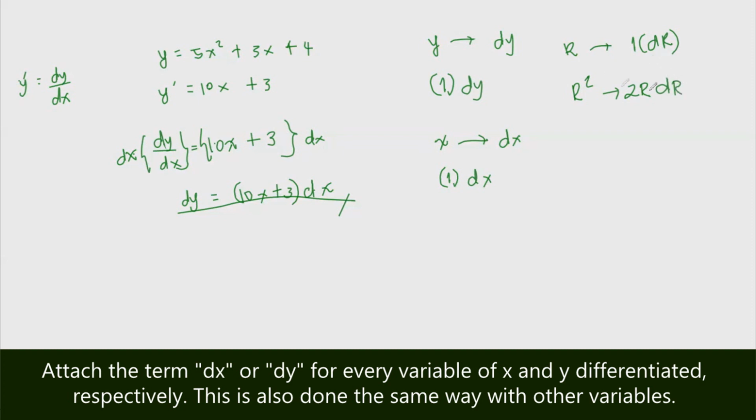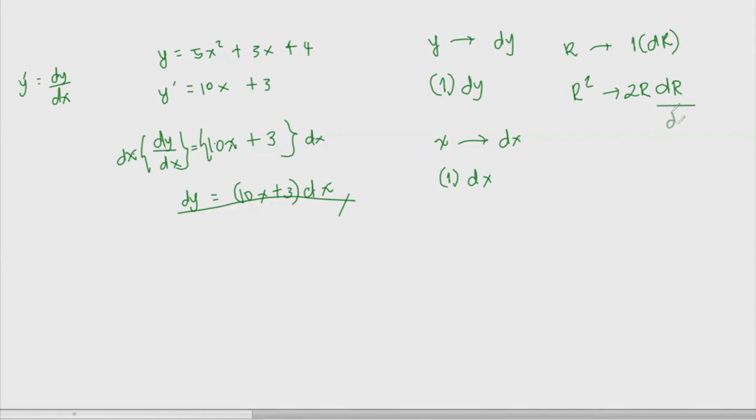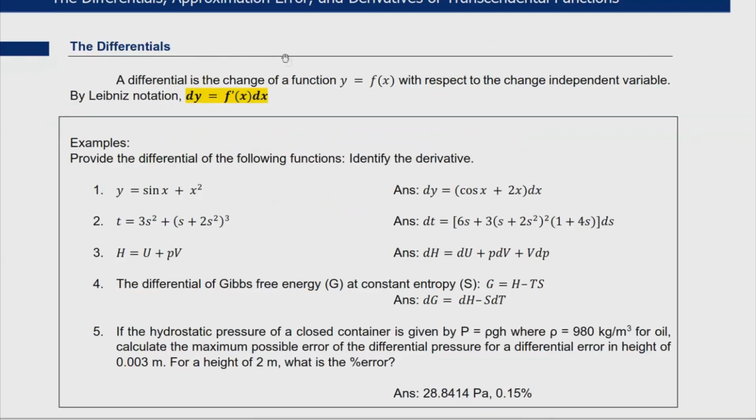So actually this looks something like your time rates. It's just that in time rates you have something like over dt. But it's just the same. You just attach the differentiating variable, be it dependent or independent, and then you're done with the differential. So let's try doing some from here. The notation is given like this: dy is equal to the derivative times dx.